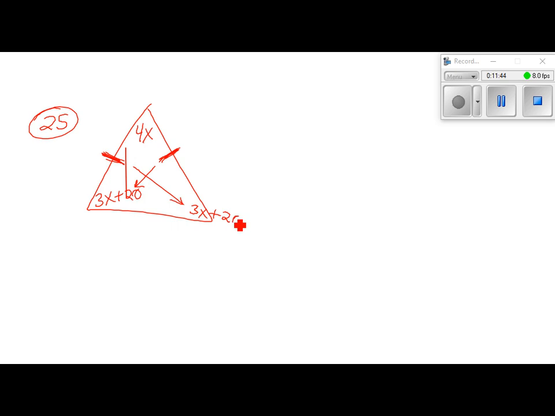Now, can we set up an equation from all that? Tell me how. Tell me what's right. 3x plus 20.